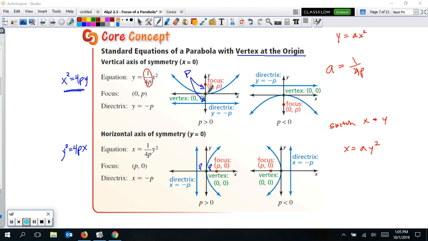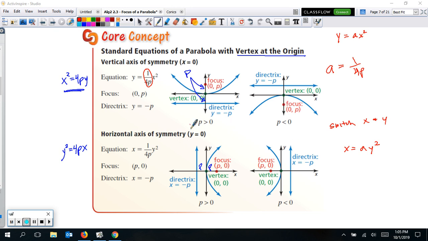So you don't want to go from the vertex to the directrix so much, because that would be the opposite sign. That would be the wrong way. P is always going to be from the vertex here. So in this case, p would be positive, because you're going up from vertex to focus, so p would be positive. But on this one, from vertex to focus, you're going down, and p is going to be negative.